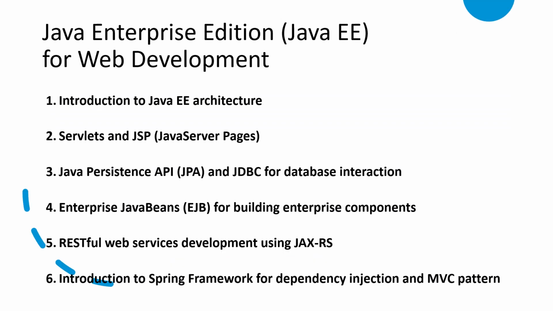In the case of Java Enterprise Edition, Java EE, for web development, we'll go into an introduction to Java EE architecture, servlets and JavaServer Pages, the Java Persistence API (JPA), and JDBC, Java Database Connectivity, for database connectivity. And then we'll go into Enterprise JavaBeans for building enterprise components, and RESTful web services development using JAX-RS, and an introduction to the Spring framework for dependency injection and the model-view-controller pattern. And we'll also get a short introduction to Kotlin.